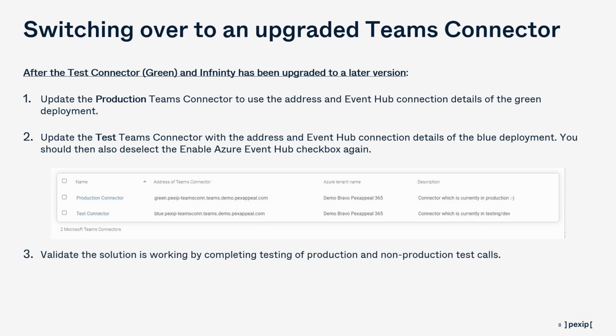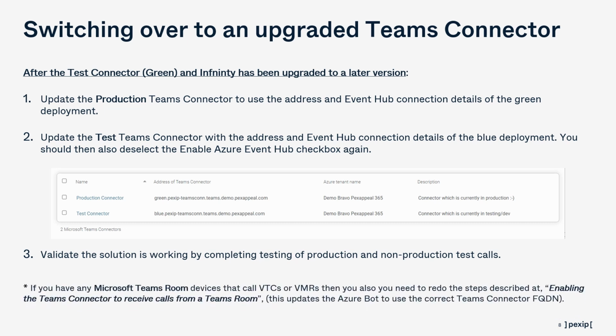After the changes have been made, ensure that user testing of the Teams CVI solution is completed, making sure that calls matching all call routing scenarios are made. Don't forget to test in-call features such as content sharing in both directions.